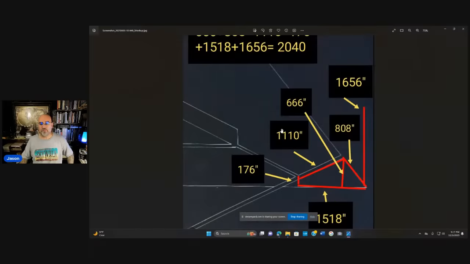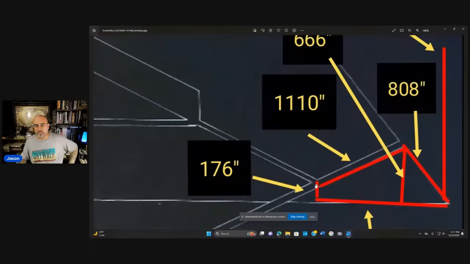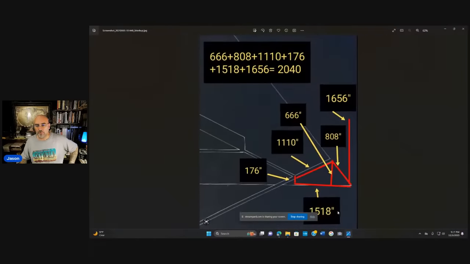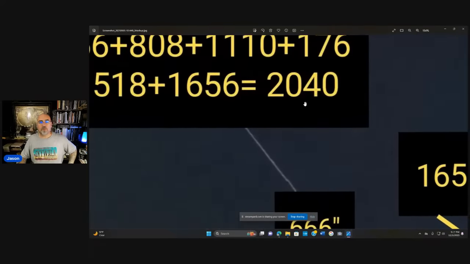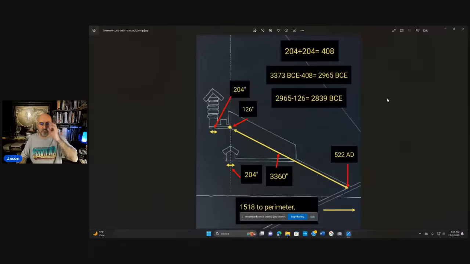They provide 176, 1,110, 666 vertical height to the entrance, a sloping distance of 808 inches from the perimeter of the pyramid to the entrance, and then the horizontal distance from the perimeter of the pyramid to the axis conjunct right here that's 176 inches high. This is 1,518 inches. The height of 138 feet or 1656 inches to the King's Chamber slab. Added all these together is 2040. It's 2040 if you add them all together. The Great Pyramid is a calendar. It's a calendar in stone.